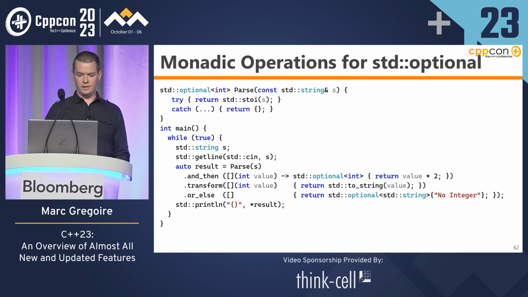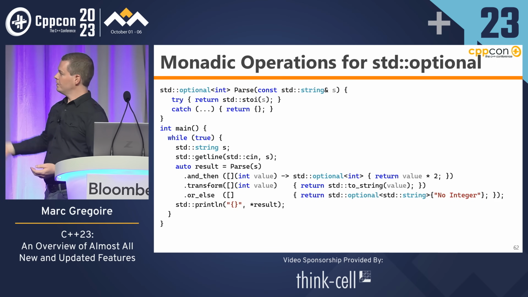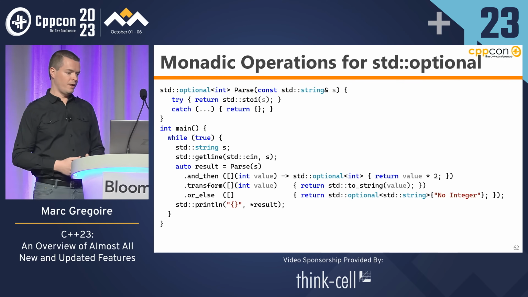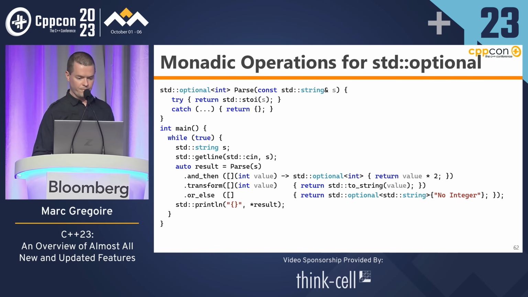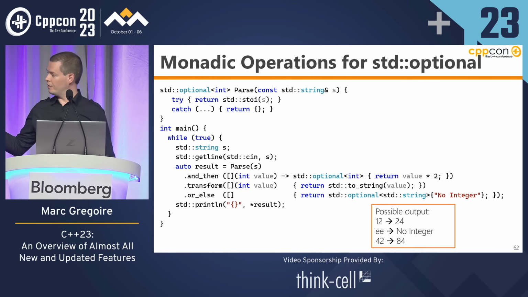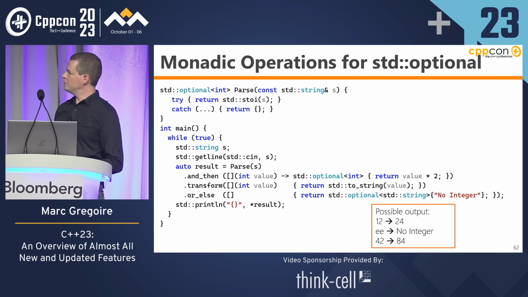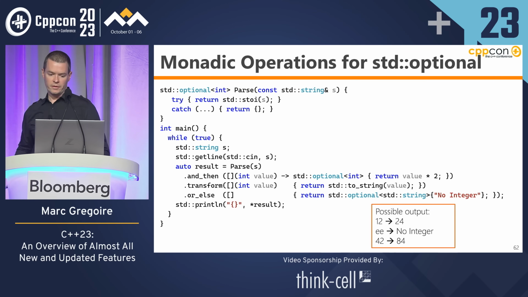And that is an optional. So you see here, there is nowhere that I'm checking for an empty optional. I'm just chaining all the operations, and everything is happening behind the scenes for you. So, yeah, here is an example. If I write 12 on the console, this program will write 24. If I write something like EE, it will write no integer.